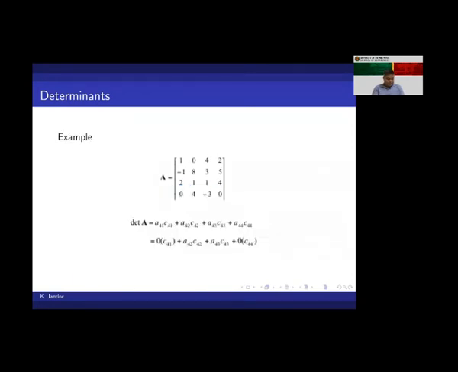Okay, so the determinant of the matrix A in this case is A41 times C41, this entry times its associated cofactor, plus A42, this entry with its cofactor, A43, this entry with its cofactor, and A44, this entry with its cofactor. Okay, so we have 0 times C41 plus A42 C42 plus A43 C43 plus 0 times C44.